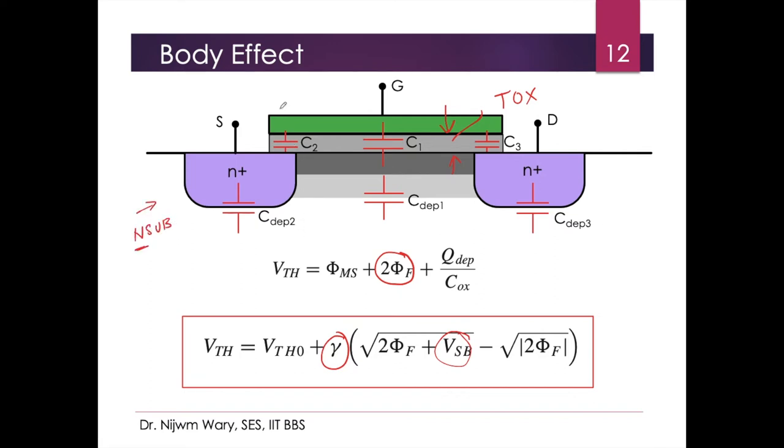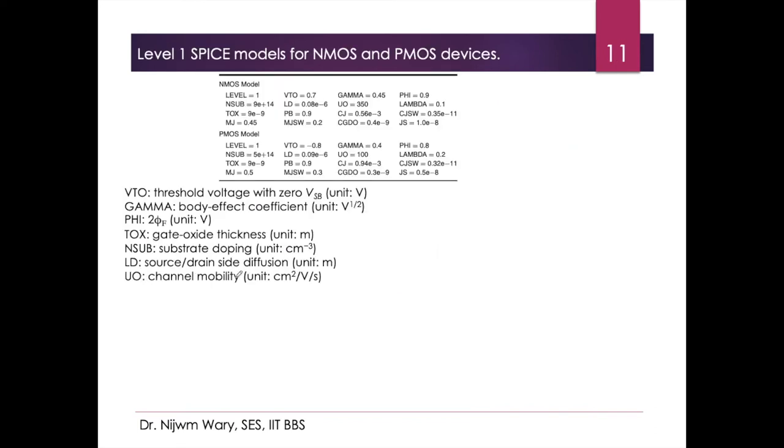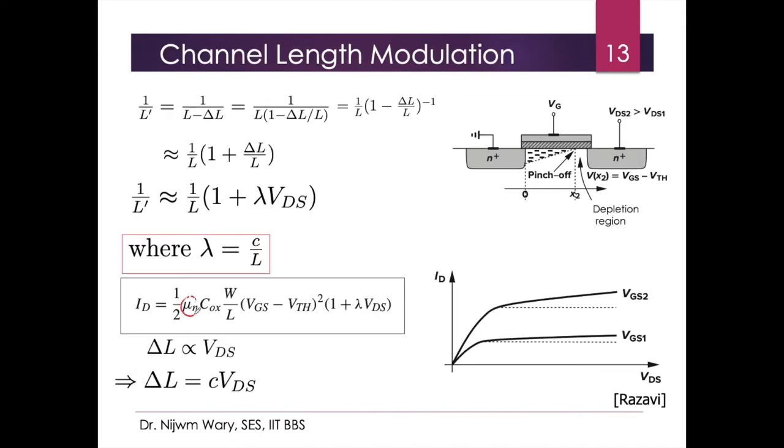And the LD is this diffusion area, the diffusion of the source and the drain. Mu zero is the channel mobility, or basically the mu n. Lambda is the channel length modulation, or basically the lambda one, and its unit is voltage inverse. So this is the mu n, and this is the lambda. So these are these two parameters.